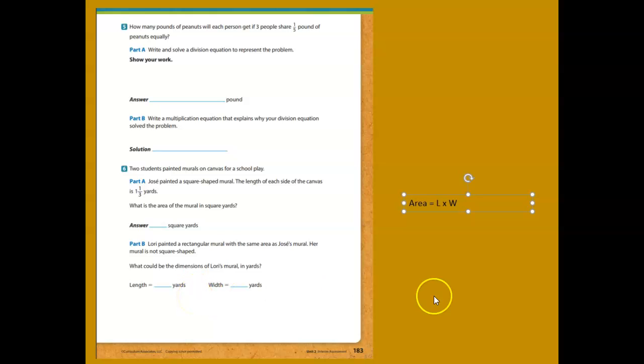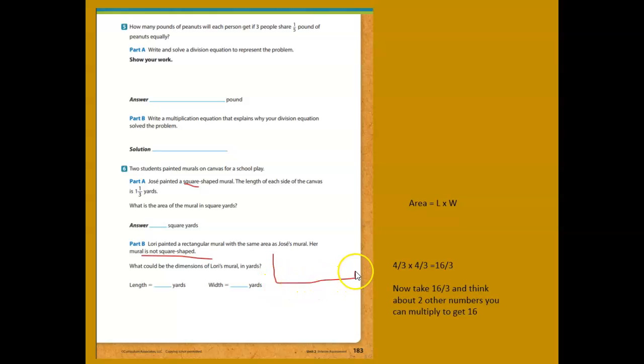And then I'm kind of cheating here by giving you a little bit, but I'm going to tell you that this I would have had to change to improper. So it would be 4/3 times 4/3, which equaled 16/3. But I expect you to put it back into a mixed number when you put it in here. Now that you have 16/3 as your answer, think about 2 other numbers that you can multiply to get 16. Because she said up there, this was a square, and this one down here said it is not a square. So this one's going to be more like a rectangle, like this.